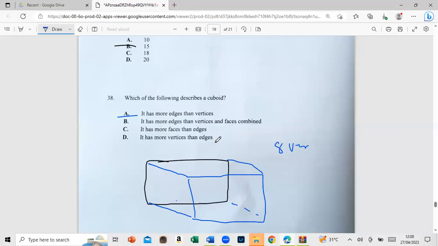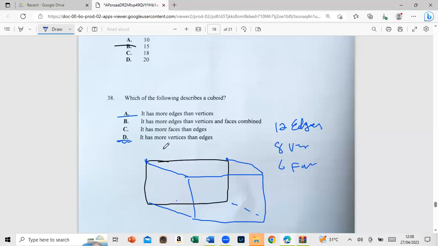Wasn't that what the first one said? Oh no. So it only has 8 vertices. Where the two lines meet, those are the vertices, and it only has 8, while the edges it has 12. So you have 12 edges. Guys, you see that? Hopefully you have to memorize these things, alright? And then you have 6 faces. So it would be A.